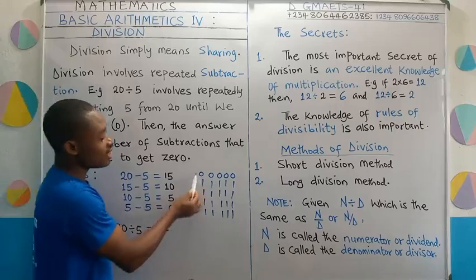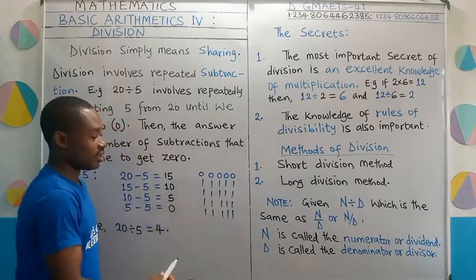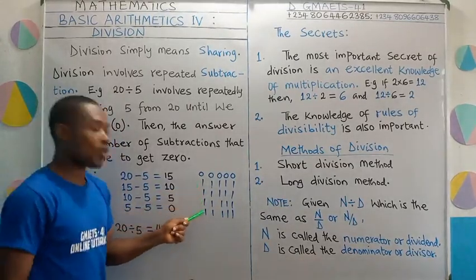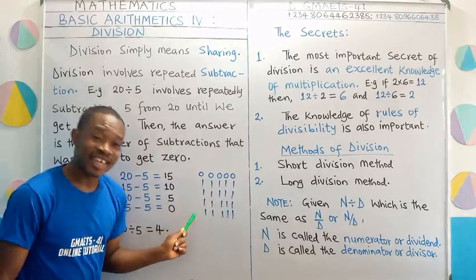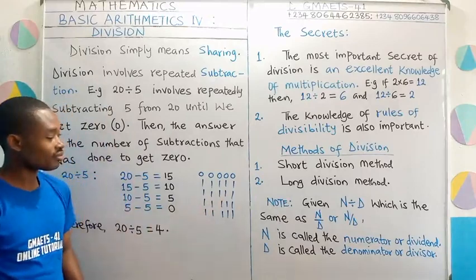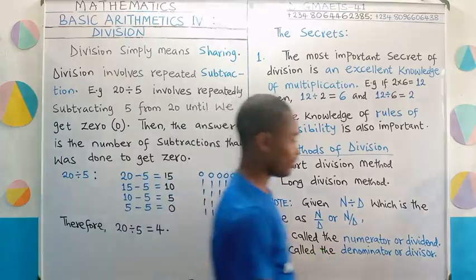And how many times did I distribute this 20? Let's count and see. 1, 2, 3, and 4. So that simply tells me again that 20 divided by 5, the answer is equal to 4. I'll show you another method.